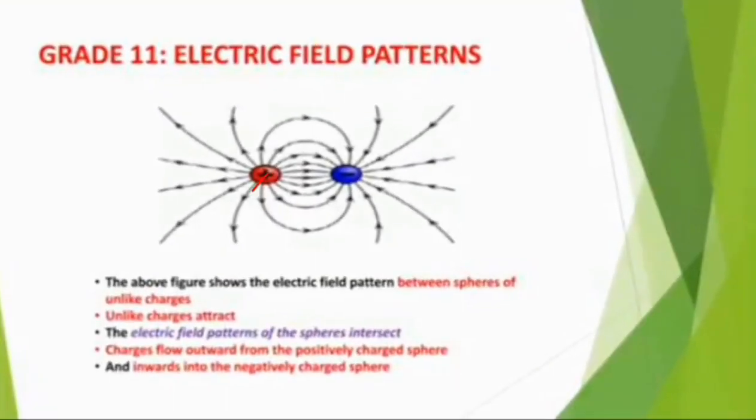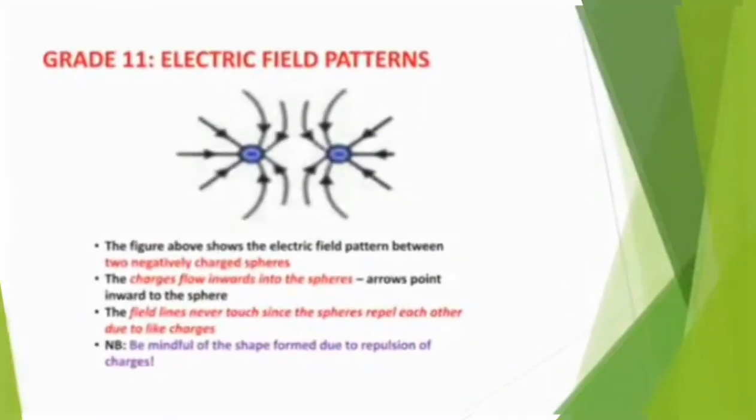So you can see there is that bending of the electric field patterns to show that there is a force of attraction. But then from the positive, your charges are still outward, coming away from the sphere. And then in the negative, you can see that the charges are flowing inward towards the sphere, right? So the charges flow outward from the positively charged sphere and inwards from the negatively charged sphere.